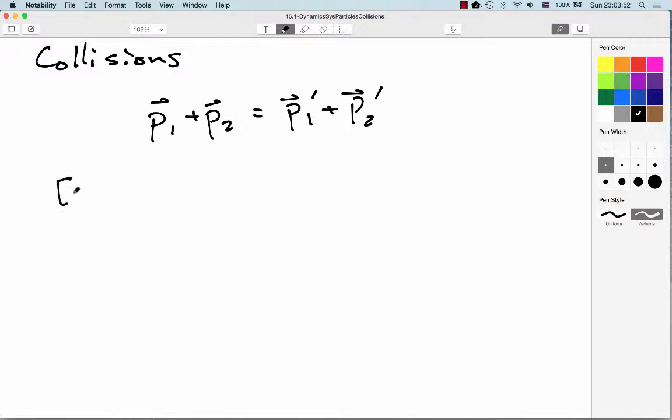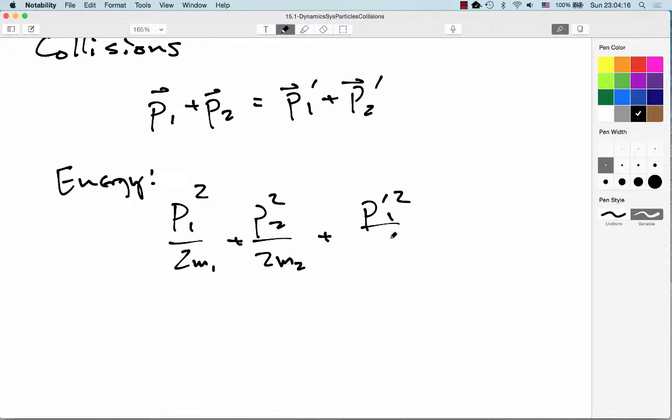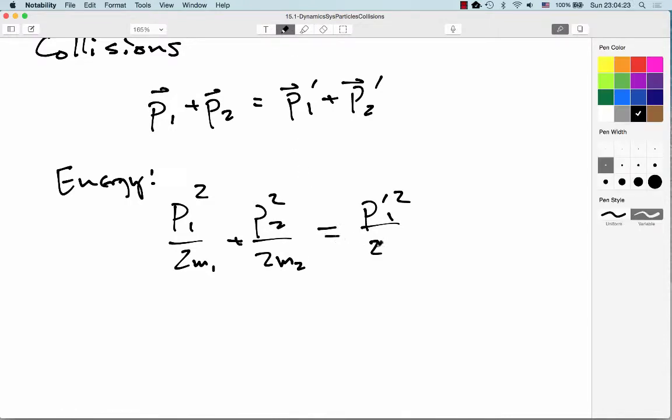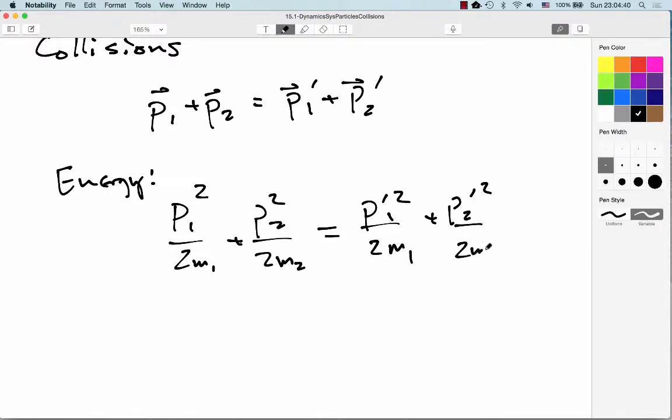Now, as far as the energy considerations go, the total kinetic energy before, kinetic energy of one, kinetic energy of two. The energy doesn't have to be conserved. So when we look at it after, p1 prime squared over 2m1 plus p2 prime squared over 2m2.